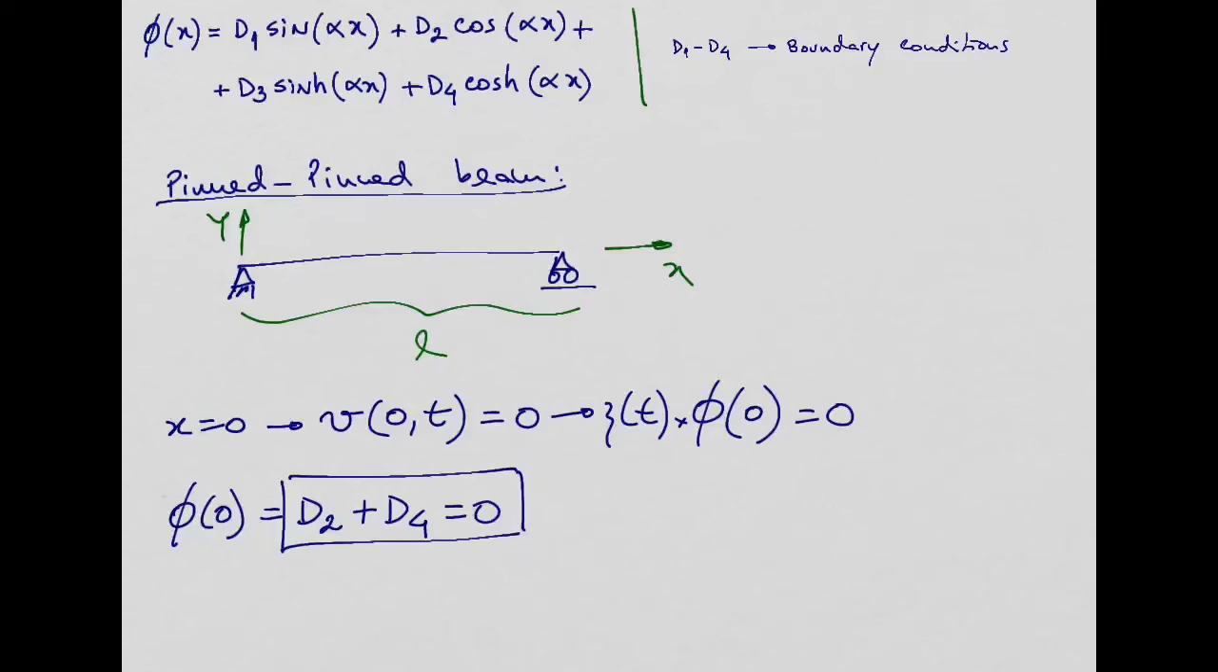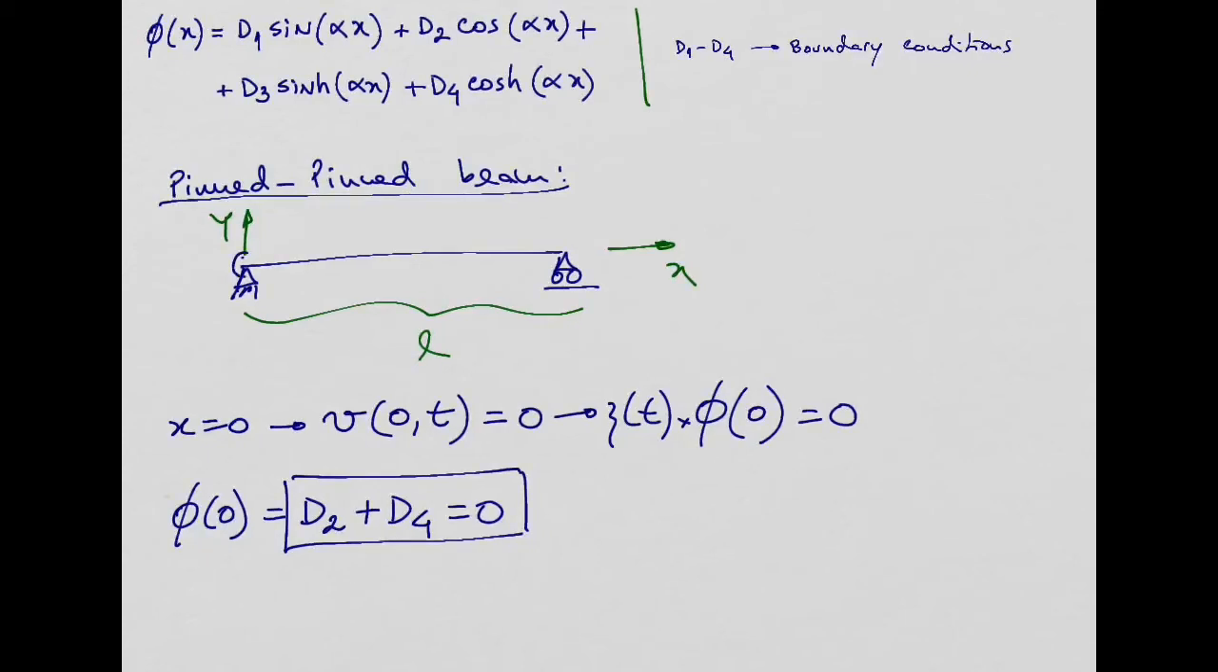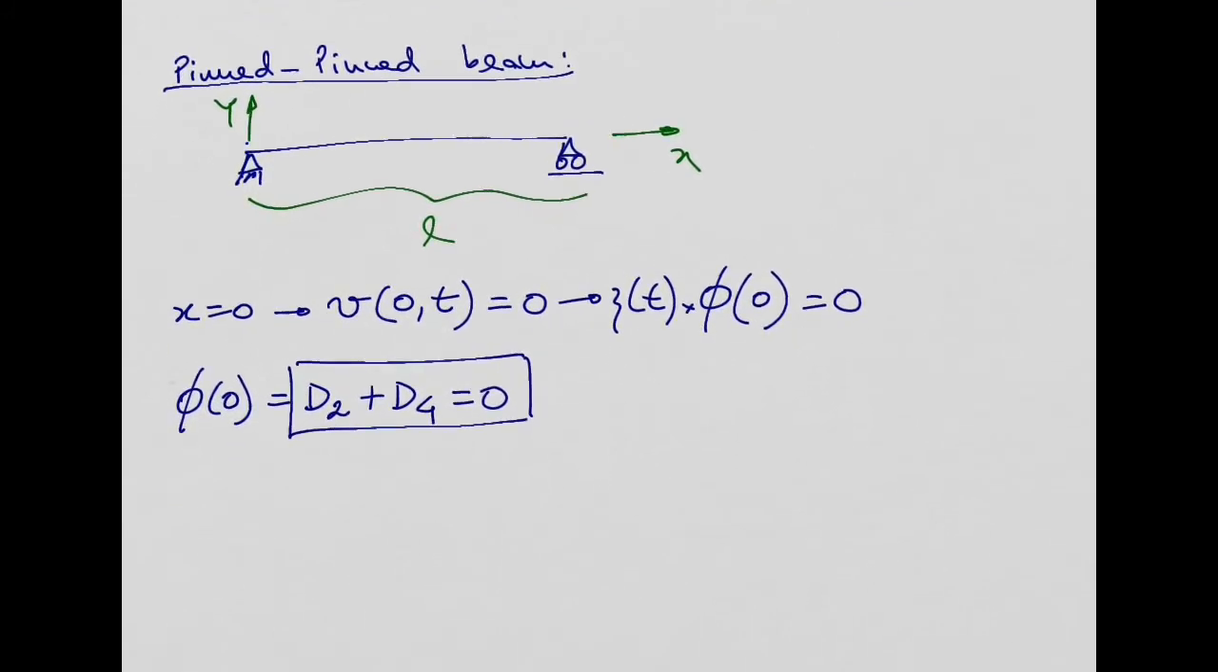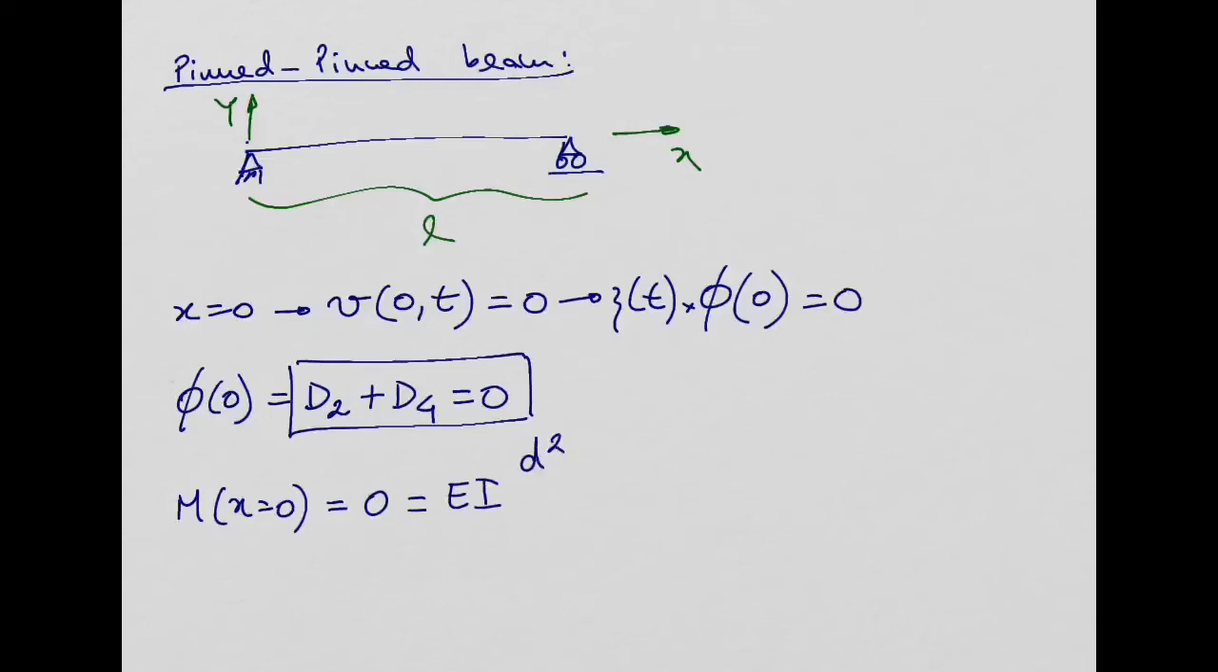The other boundary condition we have for x equal to 0 is the moment. So, do I have any moment at this point of my beam? No, the beam is not clamped there, right? It's allowed to rotate about that point, so there's no moment as reaction. So the other boundary condition is that the moment for x equal to 0 is going to be equal to 0. But the moment is given by this equation, EI times the second derivative of the deflection with respect to x squared.